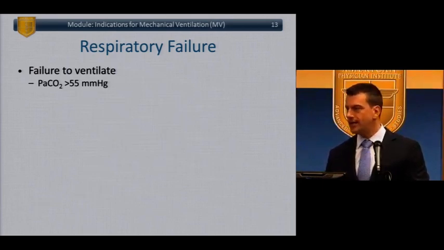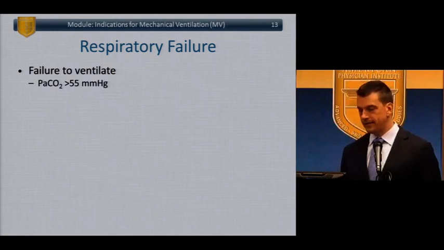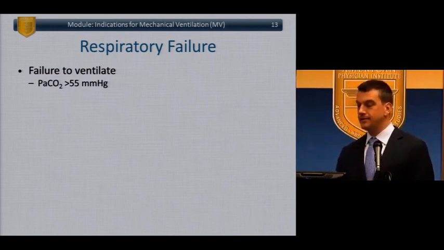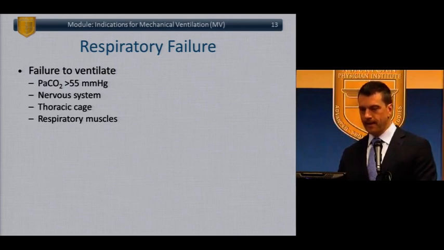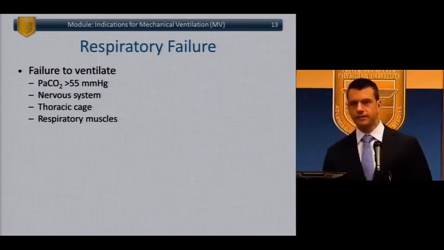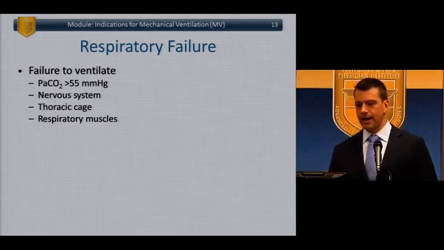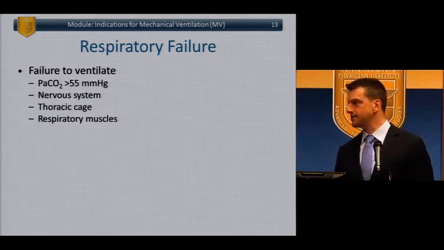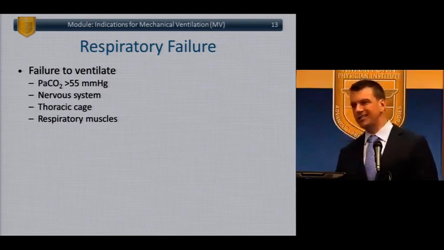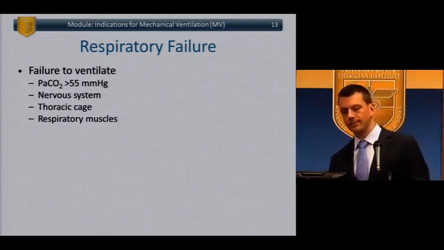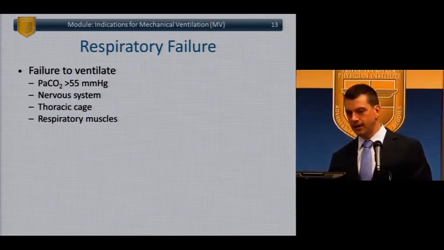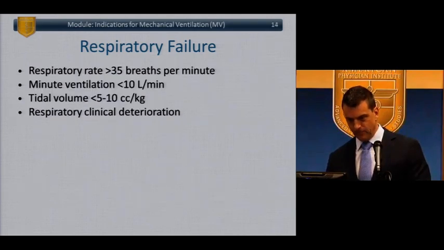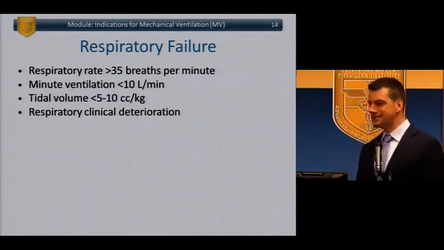Respiratory failures, so again, hypercapnic is a failure to ventilate. This is PaCO2 greater than 55. This can be due to a lot of things. This could be due to the nervous system, whether it be some sort of diaphragm dysfunction or spinal cord injury. It can be the thoracic cage: in the elderly, calcium continues to deposit and the muscles become stiffer, and you have a very much increased loss of chest wall compliance. And then the respiratory muscles, whether this be a viral pathology or some sort of other issue, can also cause problems here.